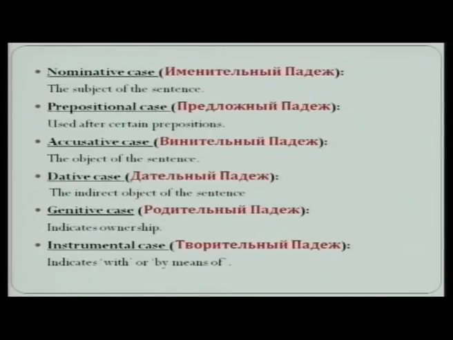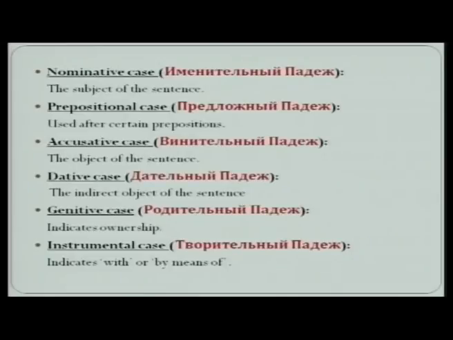Let us understand the exact meaning of these cases and how they are called in Russian. Let us take the first one, nominative case. It is called именительный падеж in Russian. It talks about the subject of the sentence. Like, это мой брат, this is my brother. Here, brother or brat is the subject.